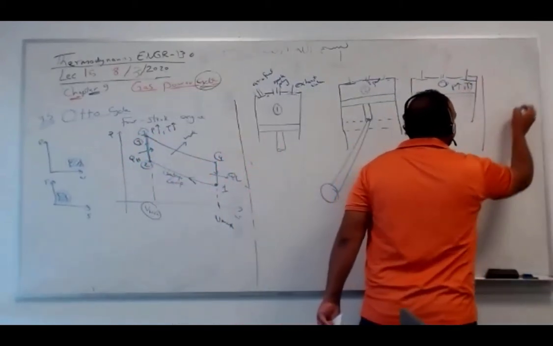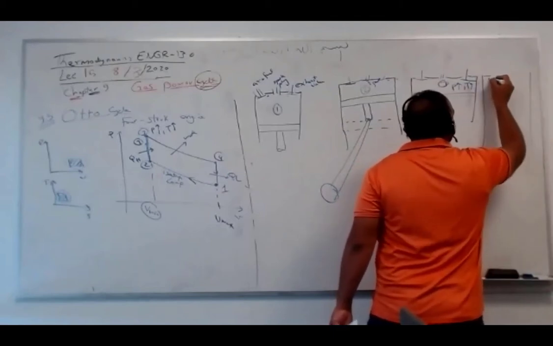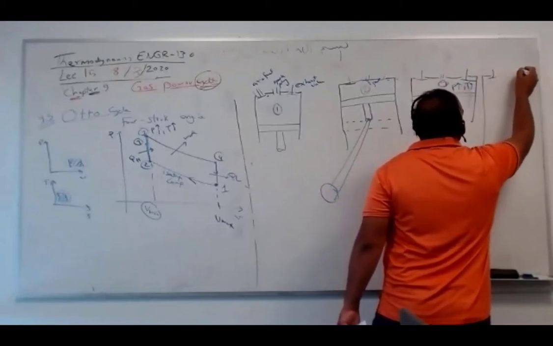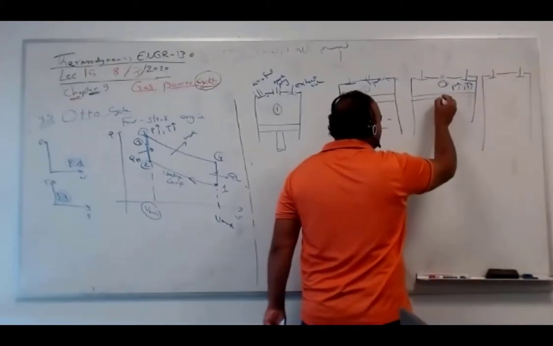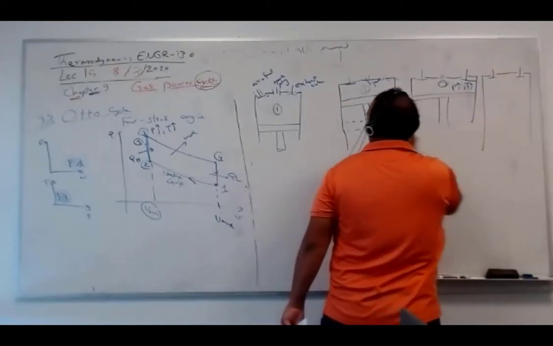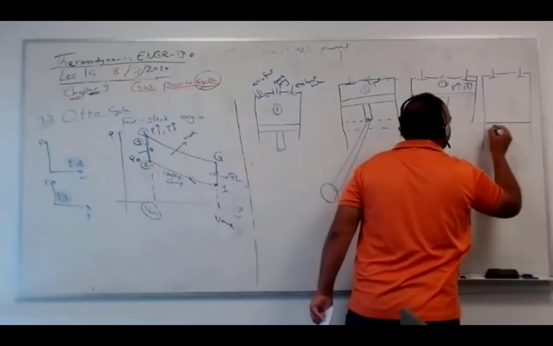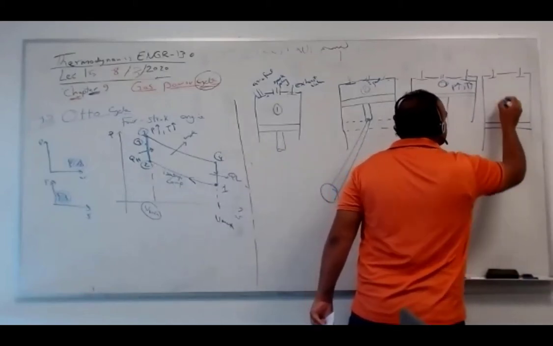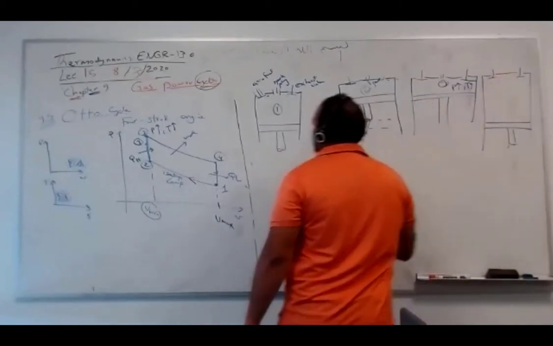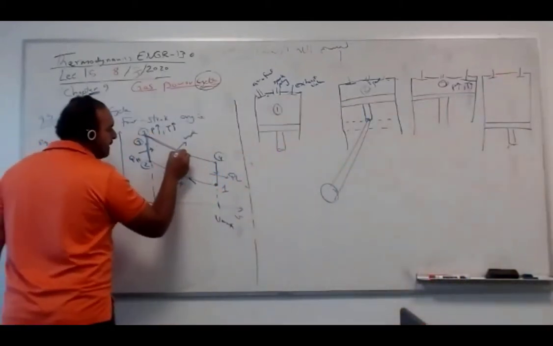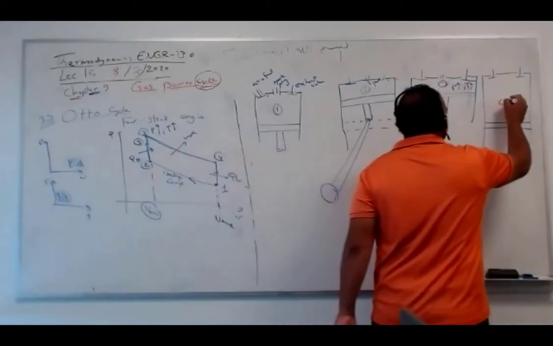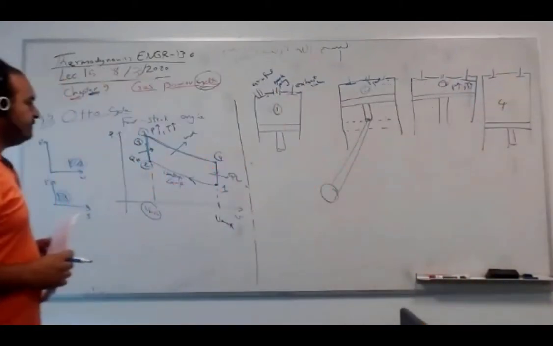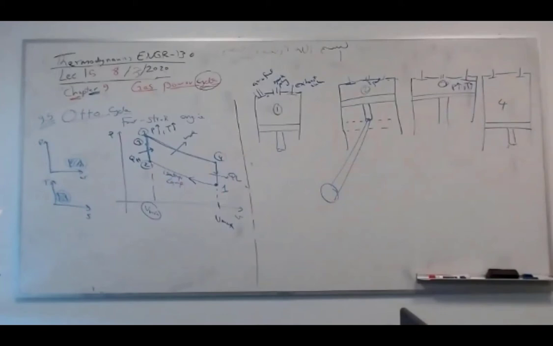What happened? This piston will be pushed down. So it will be here now, going back to the maximum volume. Now it goes to this point. This is 4. So actually from 4 to 1, there is another stroke.